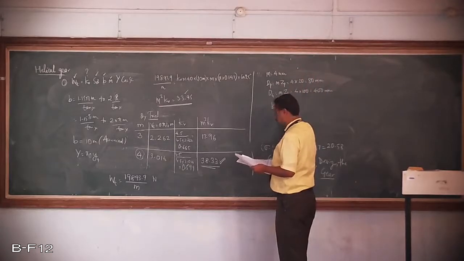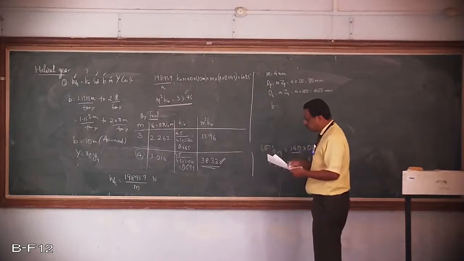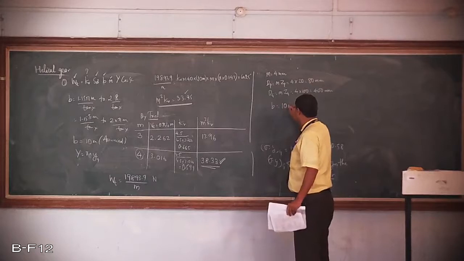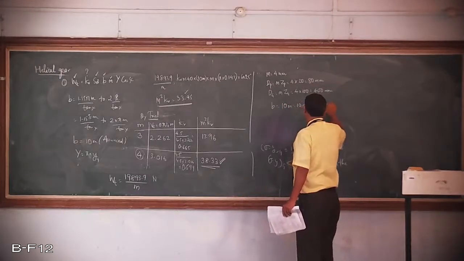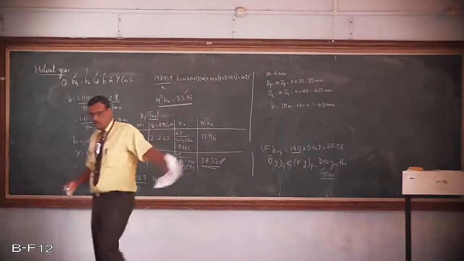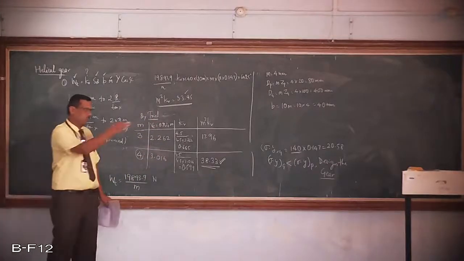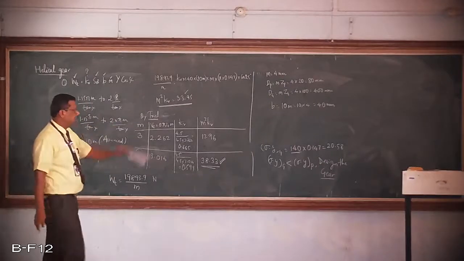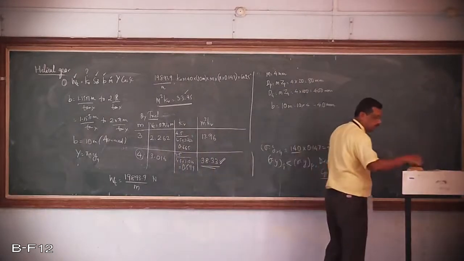The face width, how much have we assumed? Face width as 10 times the module, that is 10 into 4, equal to 40 millimeters. Therefore, these are the bare minimum dimensions. Other dimensions, addendum, dedendum and all, you can fix up using the table. These are the minimum dimensions required for the calculations.